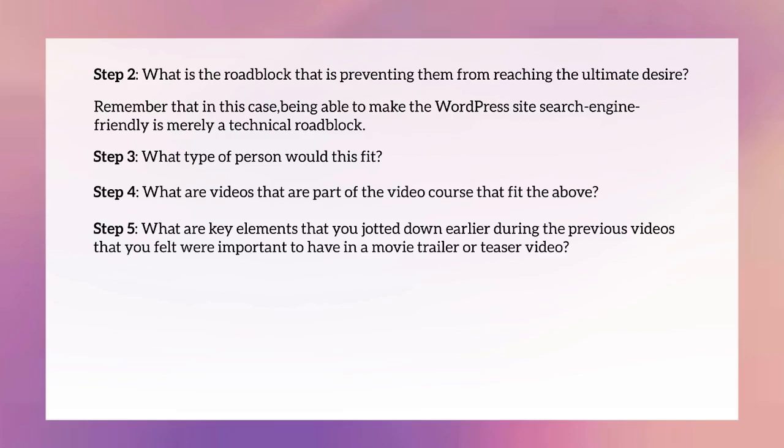Step number 5 is going to be, what are key elements that you jotted earlier during the previous videos that you felt were important to have in your movie trailer or teaser video? So pause the video, go ahead, write these answers to all these questions down right now. I already gave you a few for the example video course that we're looking at, and you can use that for yours, but obviously it's going to be a little bit different because you're going to be selling a different video course. All right, so go ahead and do that now, and we'll see you in the next video.